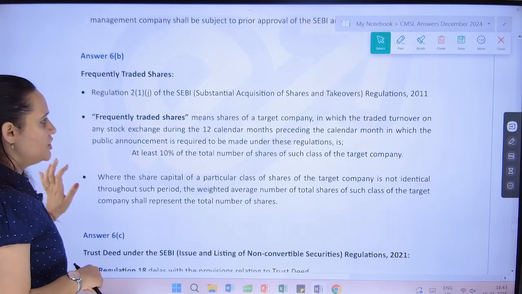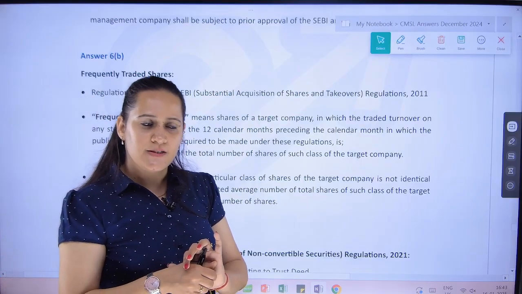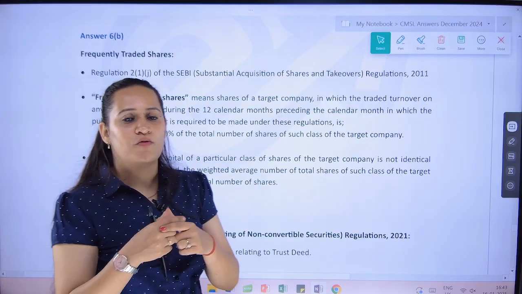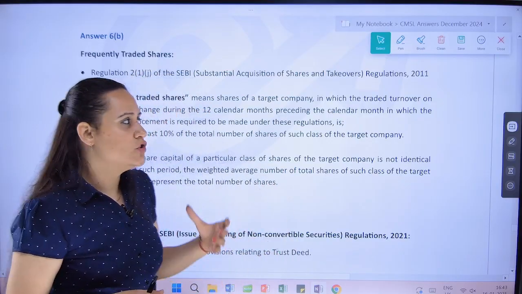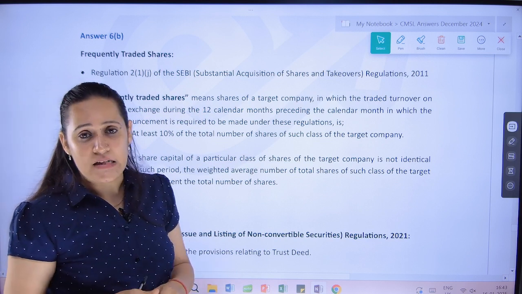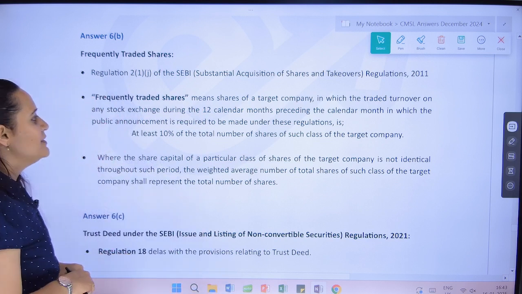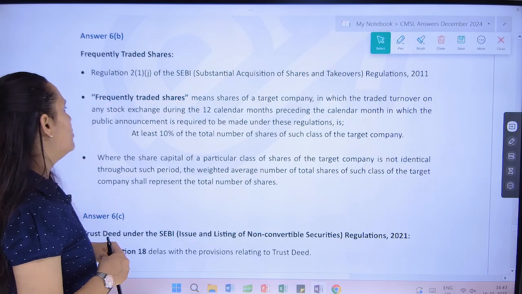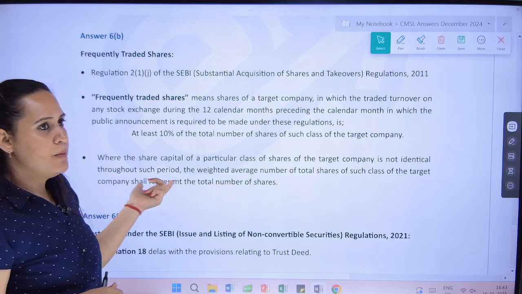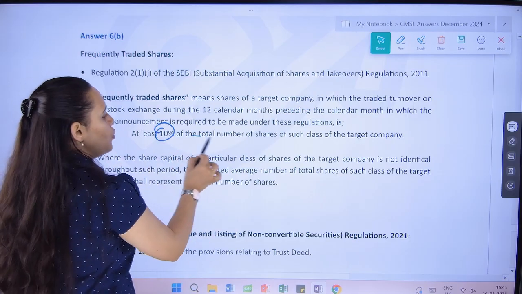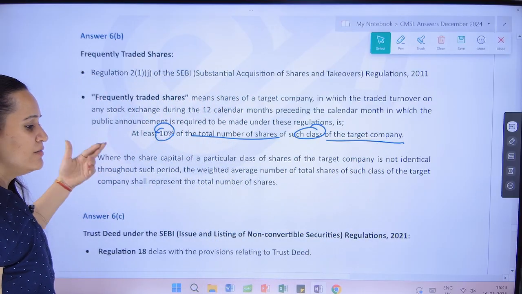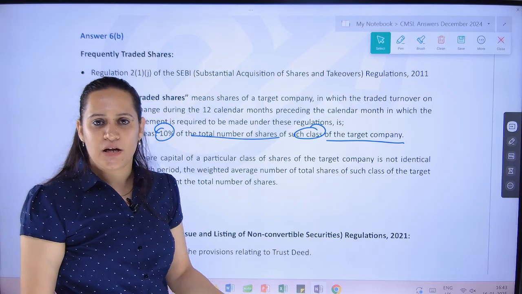Next is frequently traded shares. It is under the SAST regulations, with respect to how frequently the shares of that particular company are traded on the stock exchange. So it is Regulation 2(1)(j) of the SAST regulations that defines a frequently traded share. It means a share of a company whose traded turnover on any stock exchange in the 12 months preceding the calendar month in which the public announcement is made is at least 10% of the total number of shares of that particular class of the target company. So if transactions are taking place this many times, that means it is a frequently traded share.